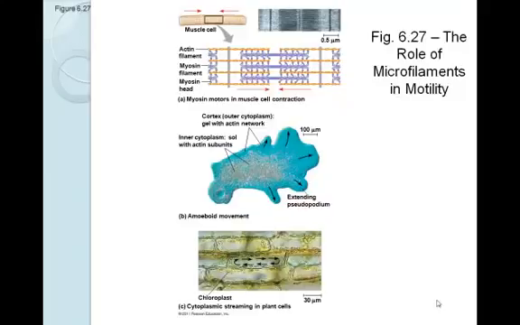Our skeletal muscle cells have regular arrays of actin microfilament fibers that interact with myosin and together are responsible for our muscle contraction. Microfilaments are responsible for pseudopodia, which is the motility mechanism of the amoeba. And microfilaments attached to chloroplasts inside plant cells are responsible for the movement of the chloroplasts in cytoplasmic streaming.